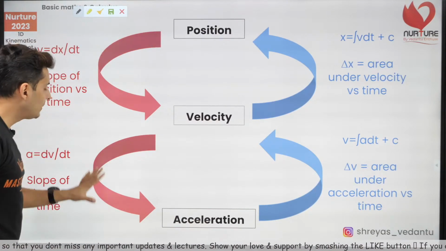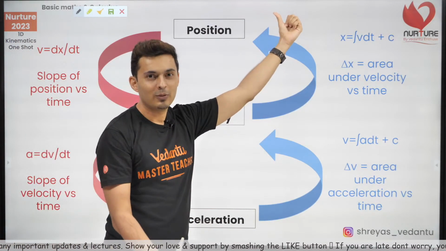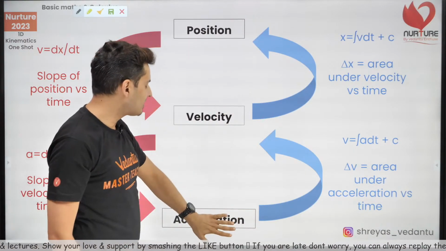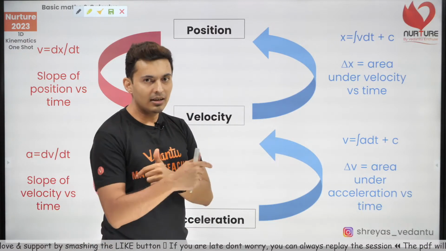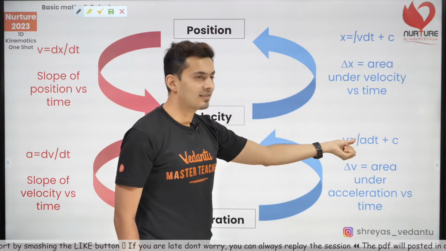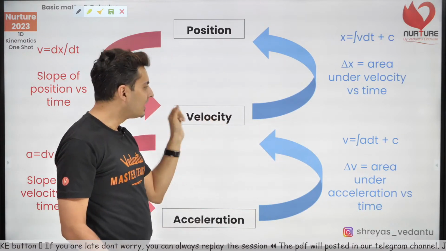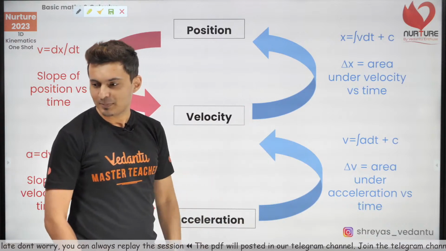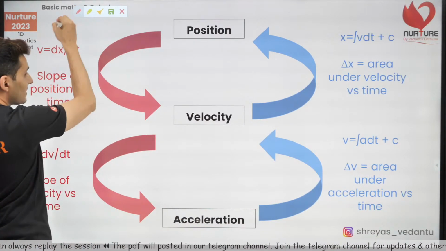Now the downward process is derivative. The exact opposite process of derivatives is called integration. So when you have acceleration and you go to velocity, you integrate, which is antiderivative. Antiderivative of acceleration or integration of acceleration gives you velocity. Integration of velocity gives you position. Keep this in mind. I hope everybody is remembering all these concepts.